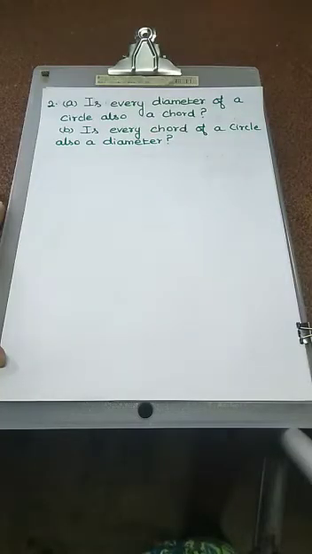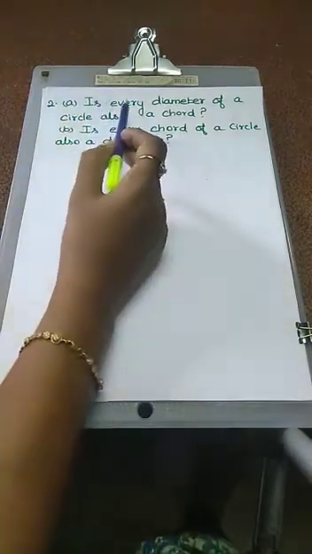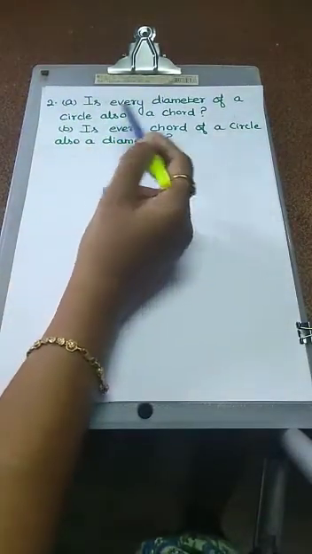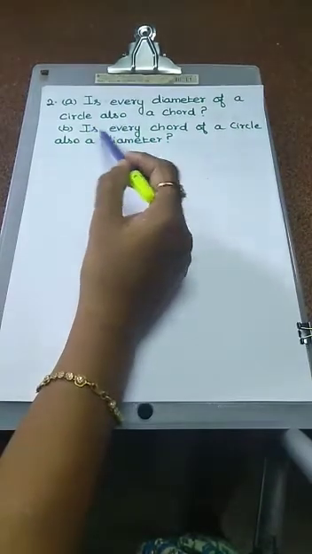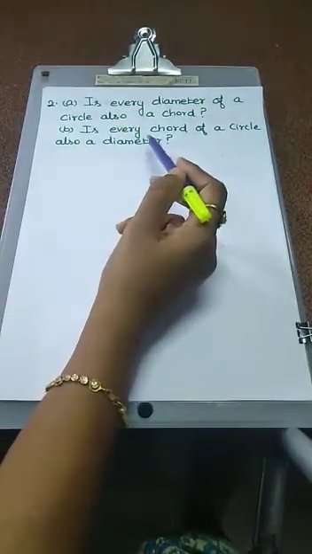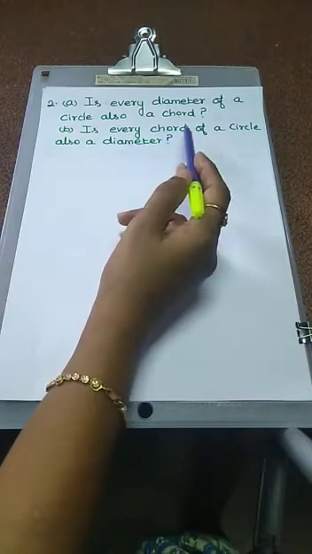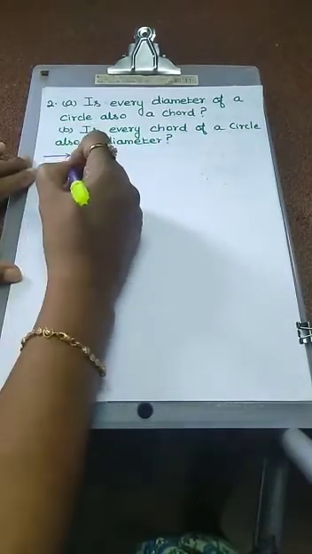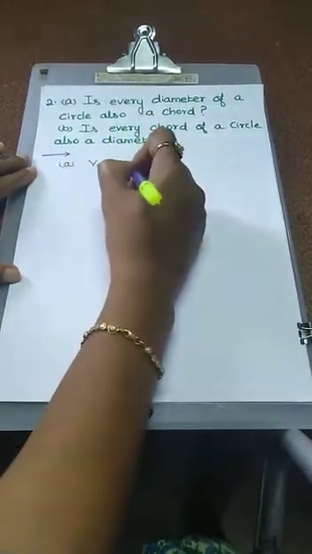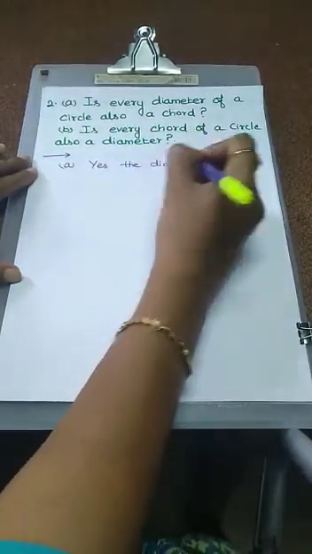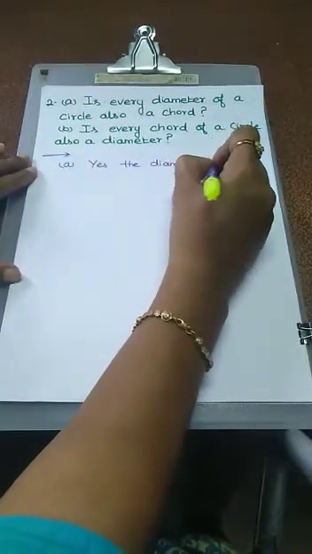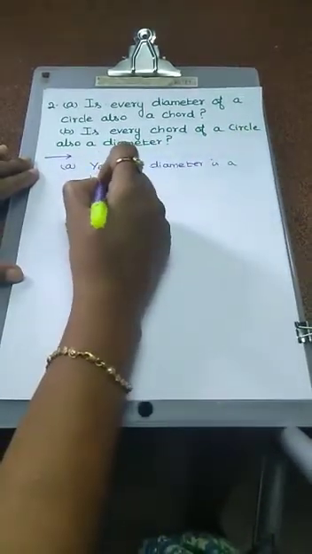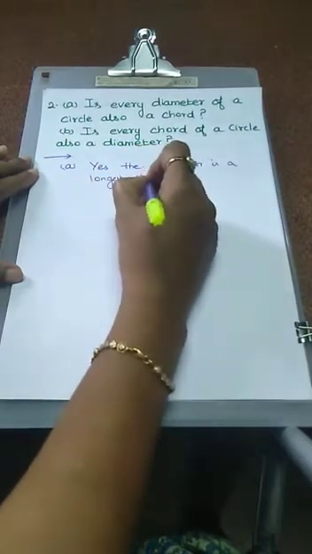Second problem: is every diameter of a circle also a chord? Is every chord of a circle also a diameter? The first subdivision: yes, the diameter is the longest chord of a circle. And the next one, is every chord of a circle also a diameter? No, it is not possible. So for the first subdivision A, the answer is yes, the diameter is the longest chord of a circle.